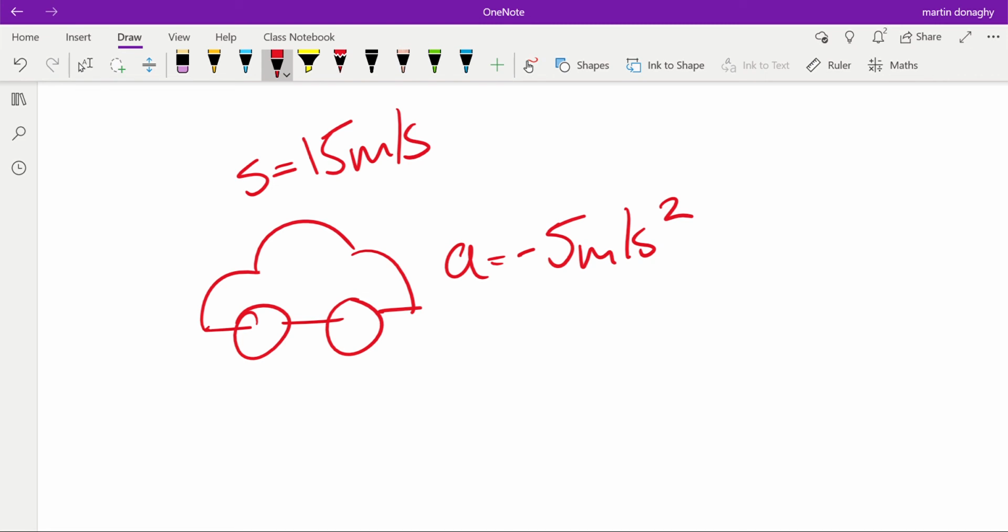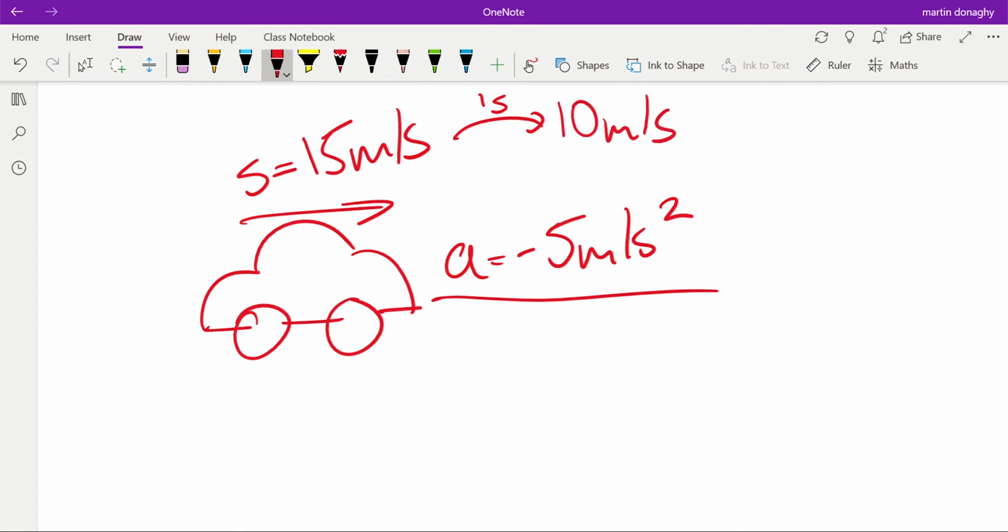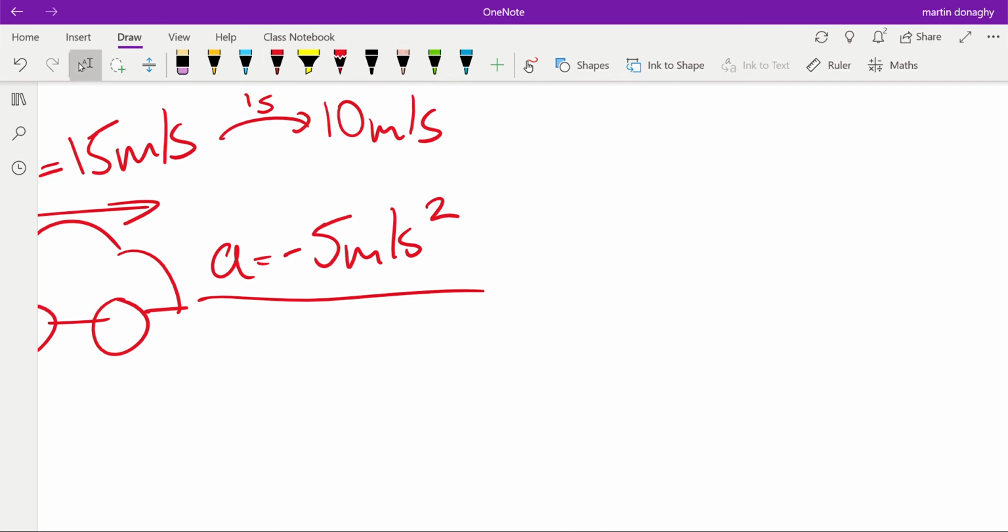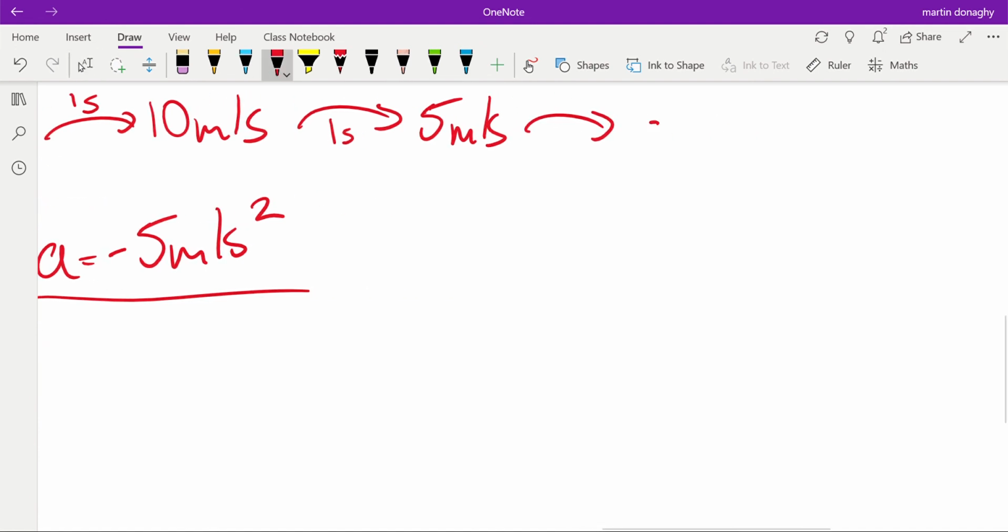Okay, and what this tells us is car's going forwards, it's traveling 15 meters per second. However, the acceleration is actually a deceleration. It's going to get slower with time, which means 1 second later, its speed will be 10 meters per second. Okay, so it's just going to slow it down by 5 each second. Another second after that, it'll have got 5 meters per second slower, so it will be at 5 meters per second. And then another second after that, it would actually bring it to a complete stop.